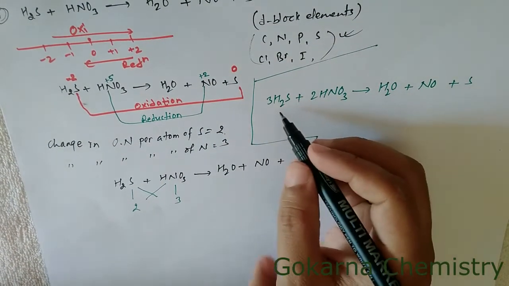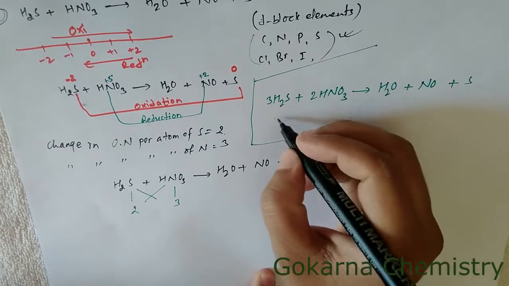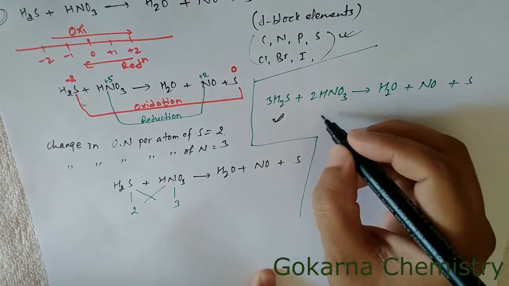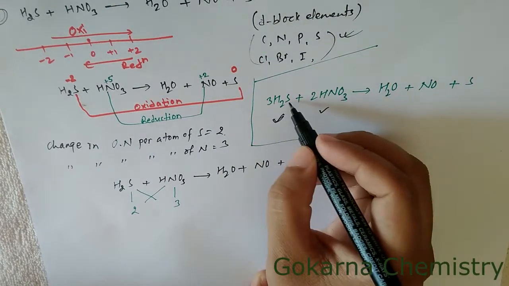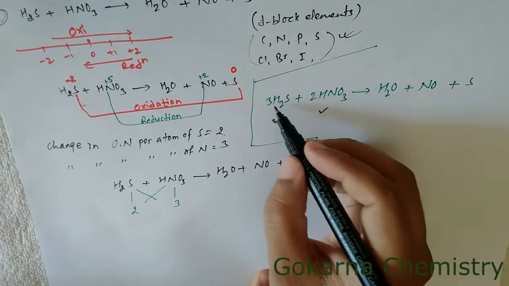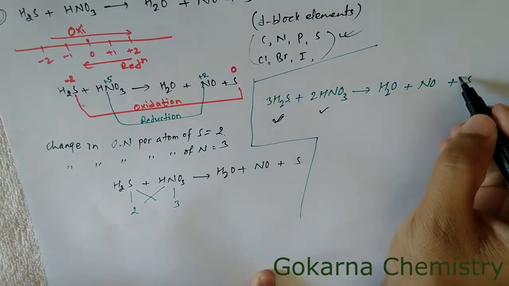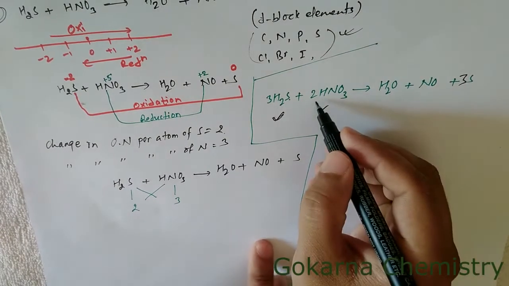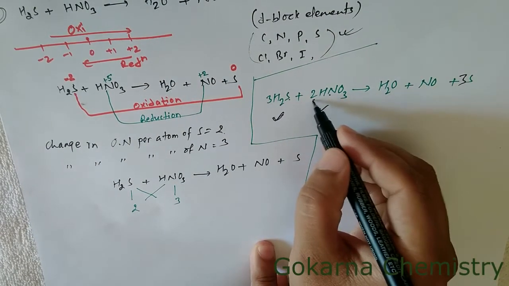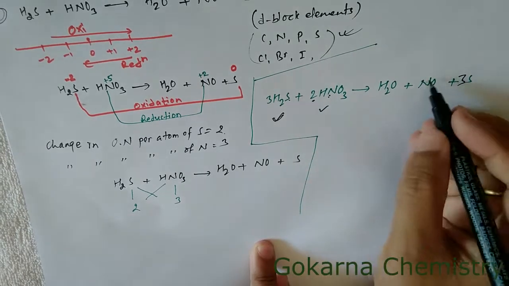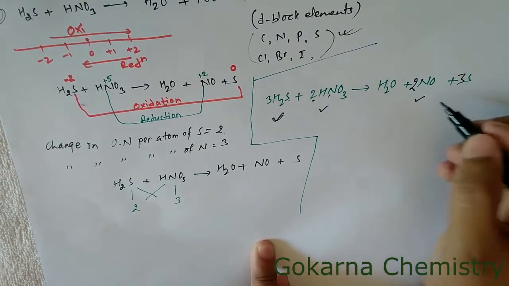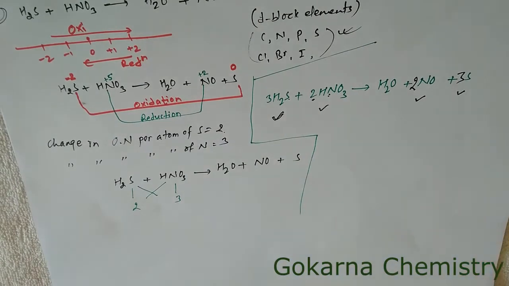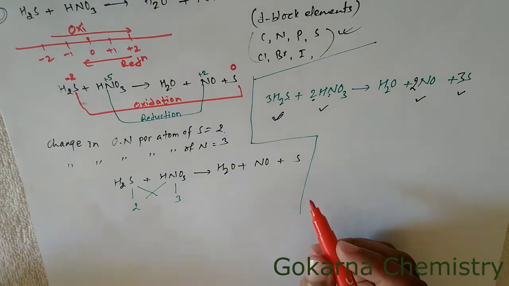So after crisscrossing, this one is fixed, this one is fixed, we do not change this. And for sulfur, you have to balance sulfur, 3S, so you have to put 3S here. And for nitrogen, how many nitrogen in the reactant side? 2. This is fixed, we do not change this, 2N, and we have to put 2 here. This also fixed and this also fixed. Remaining is water, so we have to balance water here.